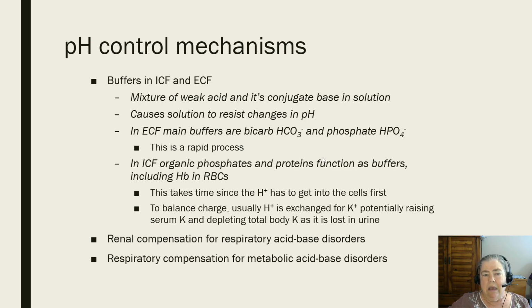So in acidosis, acidemia, as the body is attempting to buffer the hydrogen ions, and some of that buffering is intracellular, we lose potassium. The respiratory acid-base disorders that we're going to talk about have renal compensation mechanisms, and the metabolic acid-base disorders that we're going to talk about have respiratory compensation mechanisms.